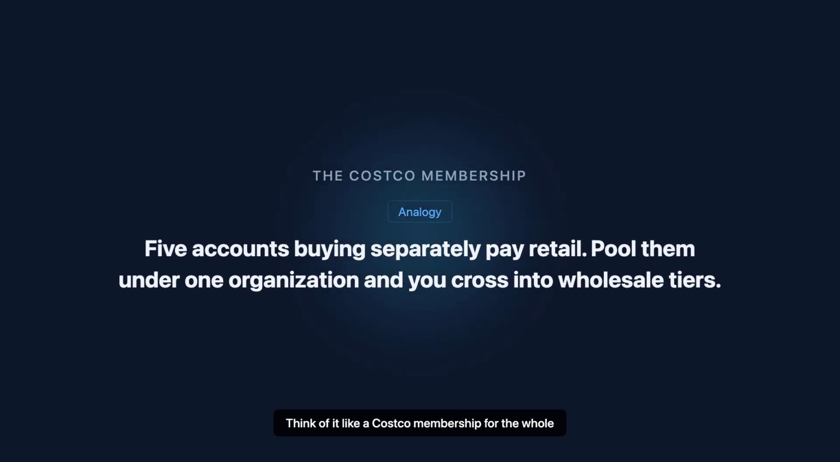Think of it like a Costco membership for the whole family. 5 family members each buying £20 of coffee separately all pay retail. Pool them under one membership card buying £100, and you cross into wholesale pricing. Same purchases, lower per unit price. That's what consolidated billing does for Amazon Web Services usage. Your 40 CodeGorillas client accounts, billed together, qualify for tiers no single account would ever reach on its own.